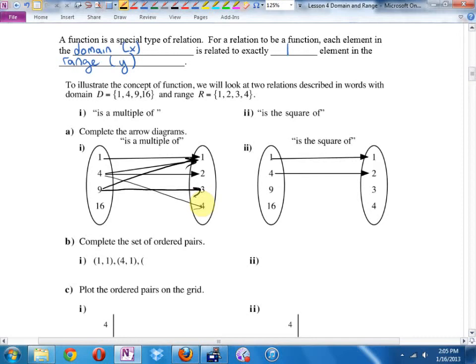Let's look at the number 16. Does 1 go into 16? Yep. Does 2 go into 16? Does 3 go into 16? Nope. Does 4 go into 16? Yeah.